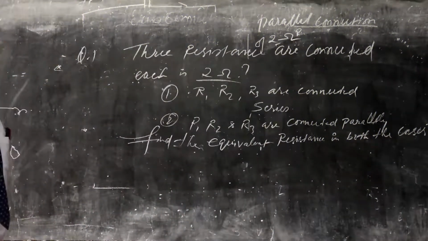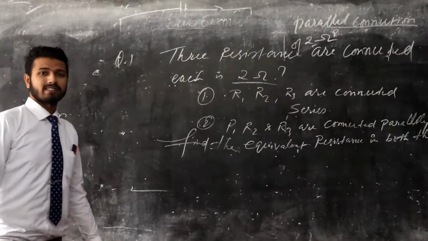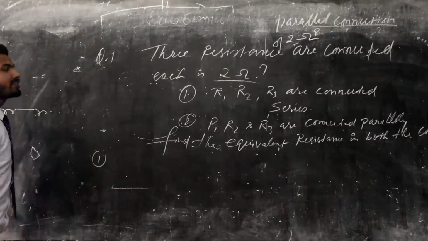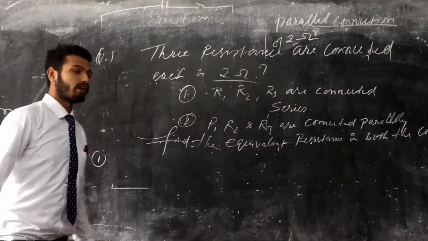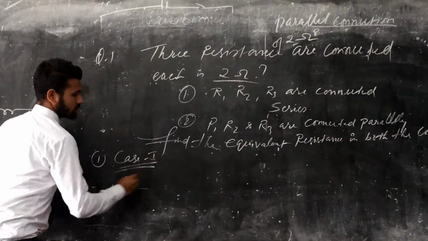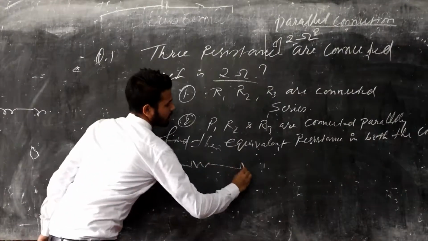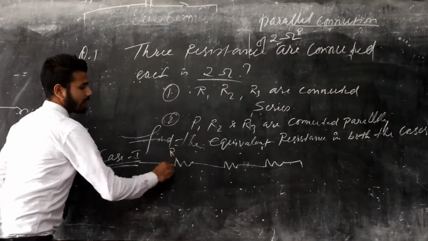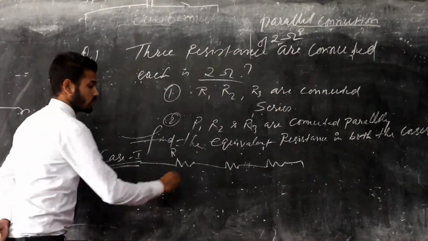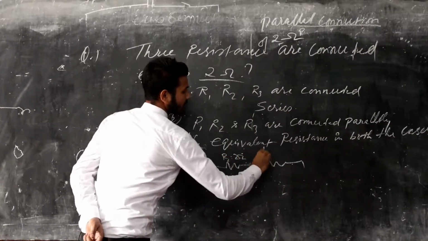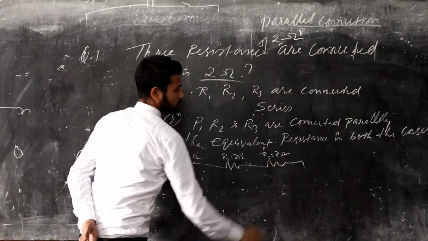Find the equivalent resistance in both the cases. It's a pretty simple question. There are two cases. In the first case, all three resistances are connected in series mode: R1, R2, R3. R1 is 2 ohm, R2 is 2 ohm, and R3 is 2 ohm.